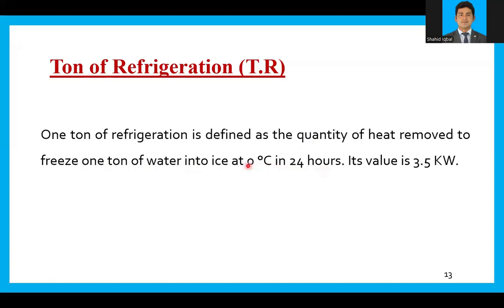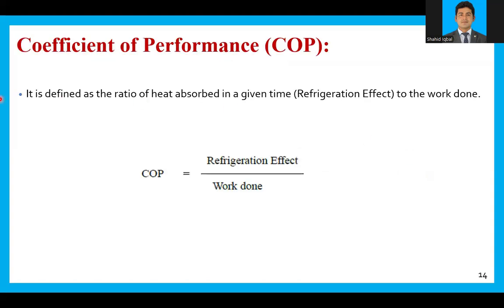मतलब 24 घंटों के अंदर 1 टन वाटर में से कितनी हीट, लेटेंट हीट रिलीज हो कि उसका टेम्परेचर 0 हो, और वो हीट है 3.5 किलोवाट, तो इसको हम कहेंगे 1 टन ऑफ रेफ्रिजरेशन। इन BTU दिस इज इक्वल टू 1200 BTU। Coefficient of performance is known as the ratio between the cooling effect or refrigerating effect over work done.